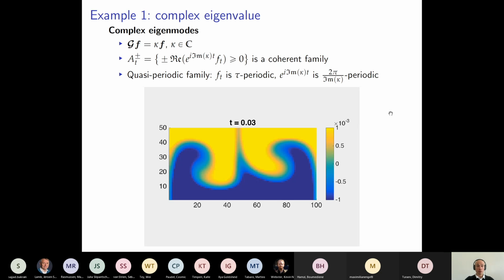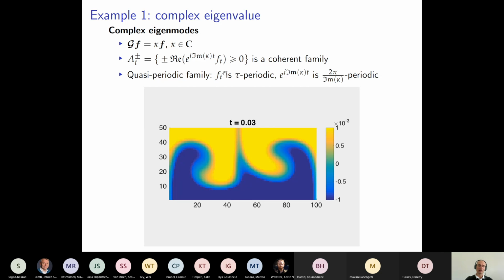We can drive this a little bit further, actually. There are complex eigenmodes as well. So the eigenvalue kappa can be complex, and then we can build coherent families from this as well. We have to take the real part of not the eigenfunction itself, but we modulate the eigenfunction by e to the power of imaginary unit times the imaginary part of kappa times t.